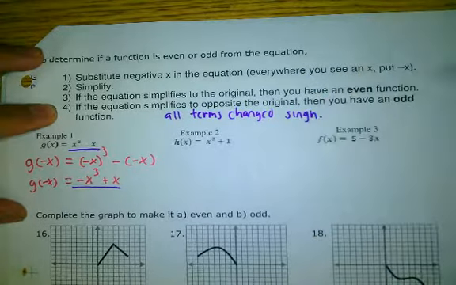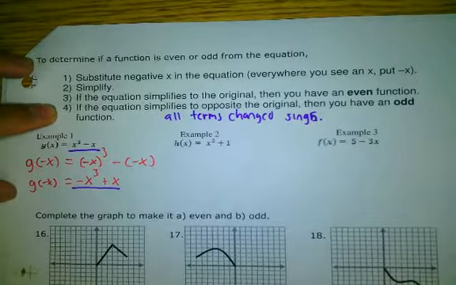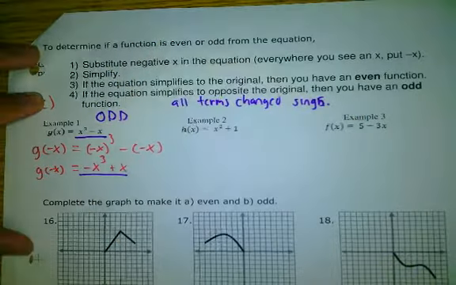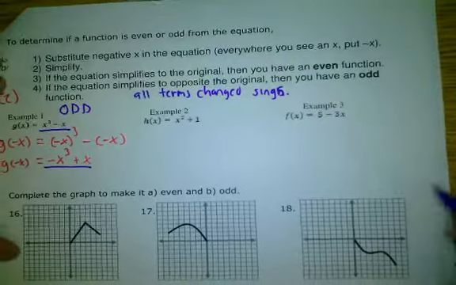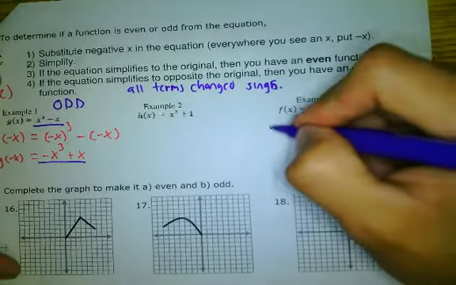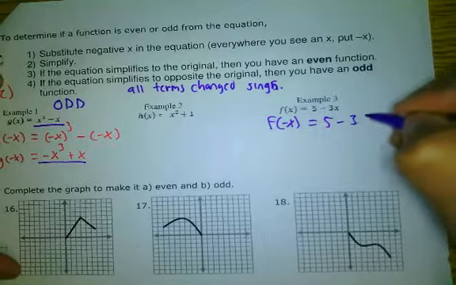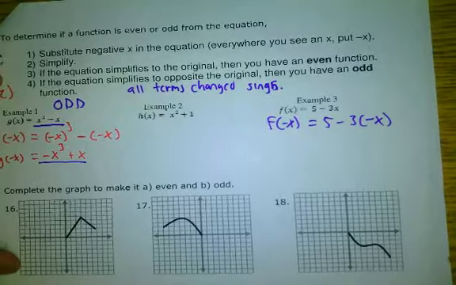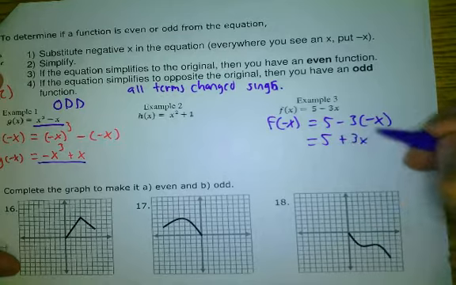I'll do example number 3 with you, and then that's all I got for you. Step number 1, f of negative x equals 5 minus 3 parentheses. I'm going to input the negative x. Agreed? I'm going to simplify, and this becomes 5 plus 3x. So f of negative x is 5 plus 3x. Did it simplify to be the original function? So it's not even. Did it simplify to be the opposite? No, it did not.